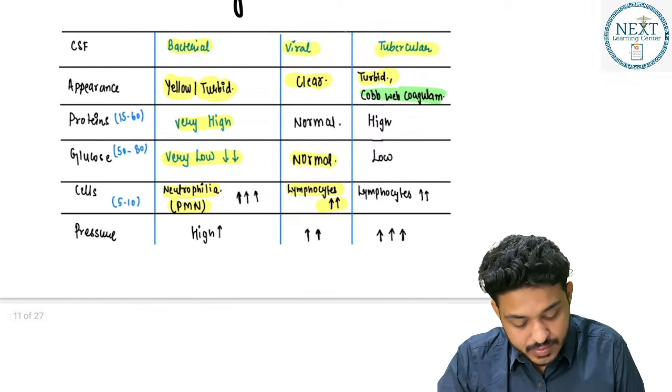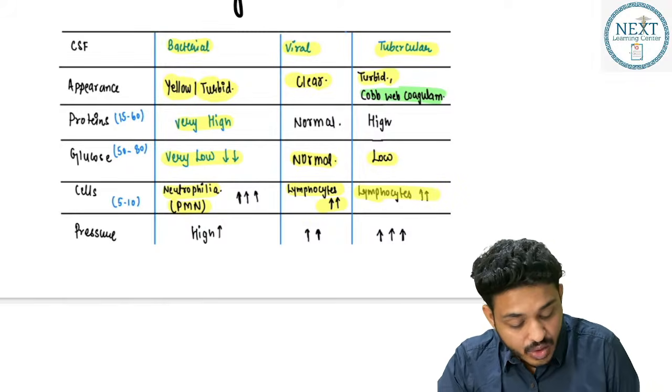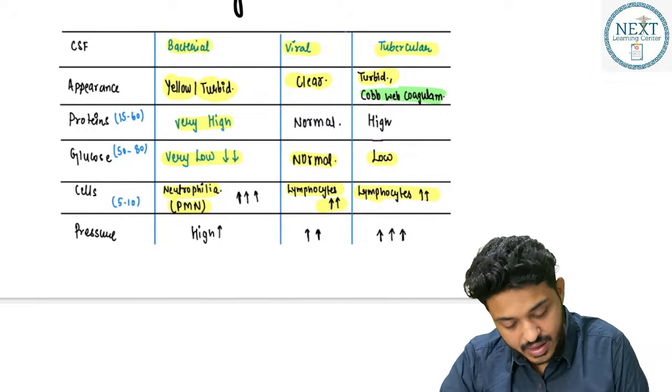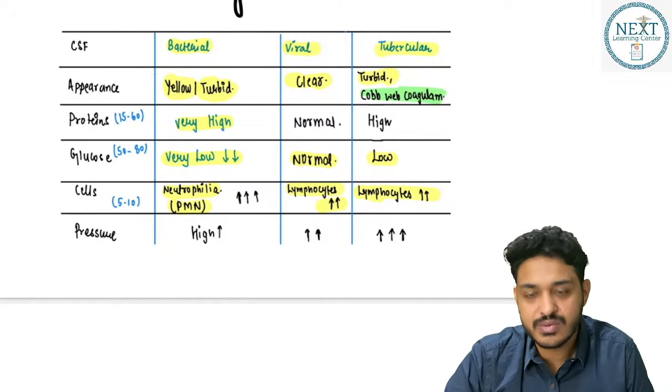What about the glucose? This is a bacterial infection. Glucose will be low, but it is a chronic infection. So you know what happens? The levels of lymphocytes will be high here, right? So you need to think about this particular one. Whenever they are asking, you need to give special focus.